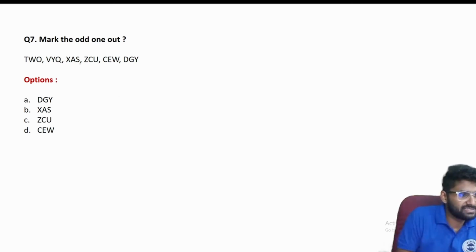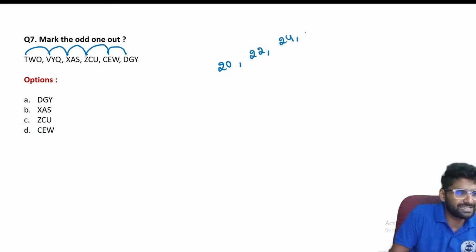Again, we have a series here. Out of all these series of letters, we should identify the odd one out. Guys, see, T is the 20th letter. I am taking the positions here. T is the 20th letter, V is the 22nd letter, X is the 24th letter. It increases by 2 units. Z is the 26th letter, so the next letter must be B. But instead of B, they have given C. That's why that series is the odd one.